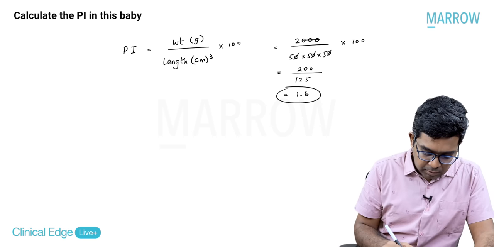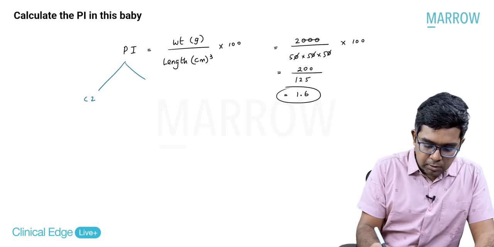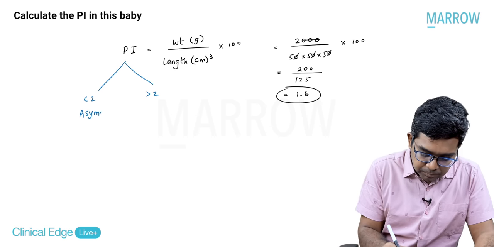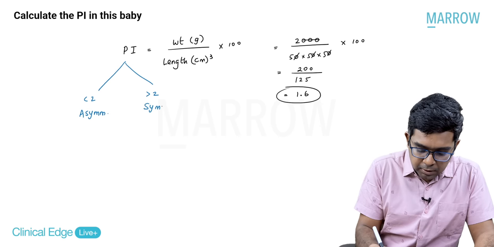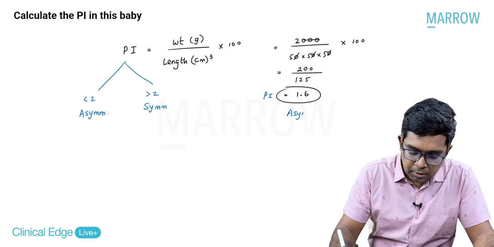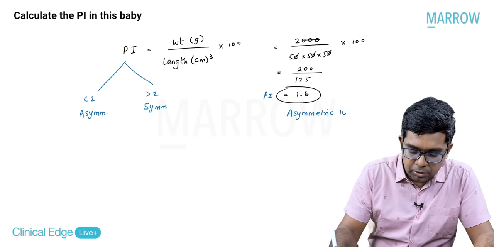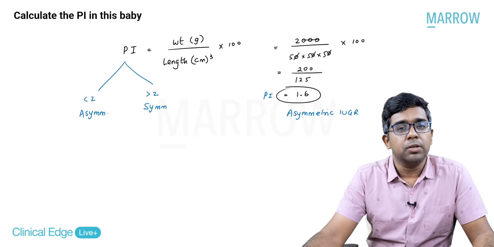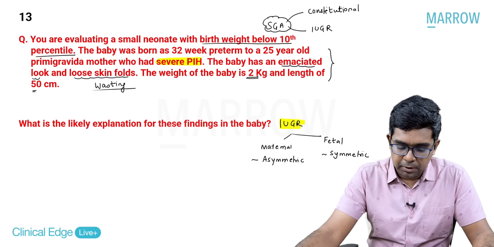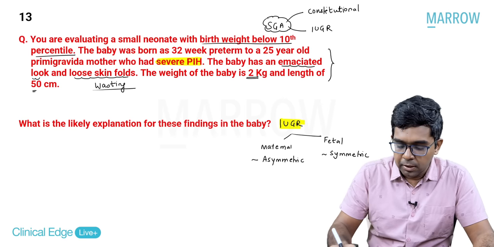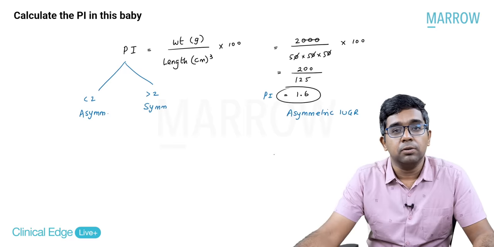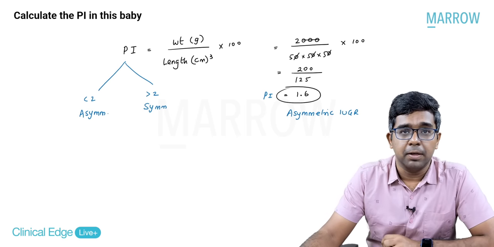Now, what should be the interpretation? Ponderal index is divided like this: less than 2 and more than 2. Less than 2 is asymmetrical IUGR and more than 2 is symmetrical IUGR. So a ponderal index of 1.6 is nothing but asymmetrical IUGR. And it correlates very well with the scenario also. Why? Because it is written maternal factor predisposing to IUGR. What was the maternal factor? It was PIH predisposing to IUGR. And I have already told you maternal factors causing IUGR is a type of asymmetric IUGR only, which is very well correlated with the ponderal index calculation in this particular baby.